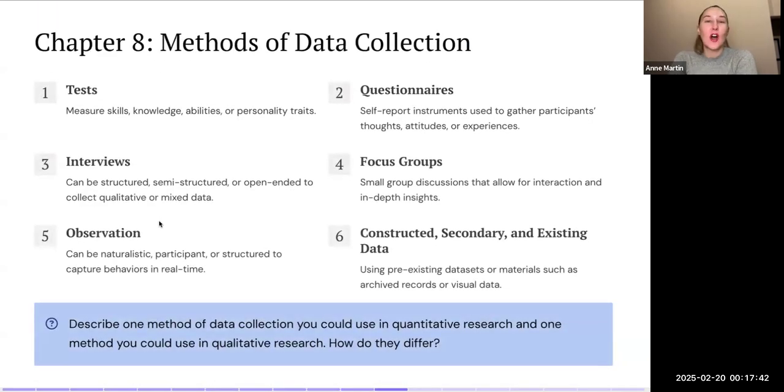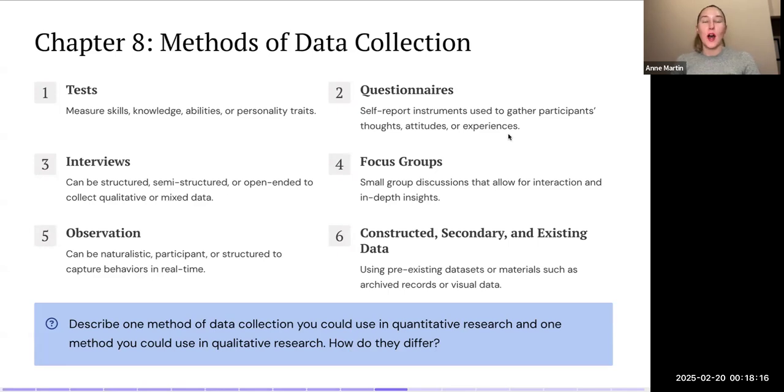Now, Chapter 8 talked about methods of data collection. Of course, we have tests, which builds on Chapter 7. It could be teacher created, it could be standardized, it could be something that you found in ERIC, like a personality or motivation measure that has already been researched for its reliability and validity. We also have questionnaires. Questionnaires can be both quantitative in the form of a closed-ended survey, or an open-ended questionnaire where it could be used for qualitative purposes.